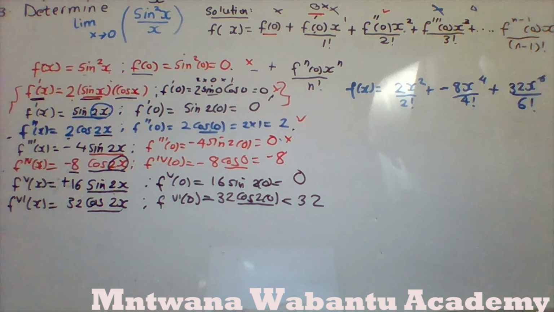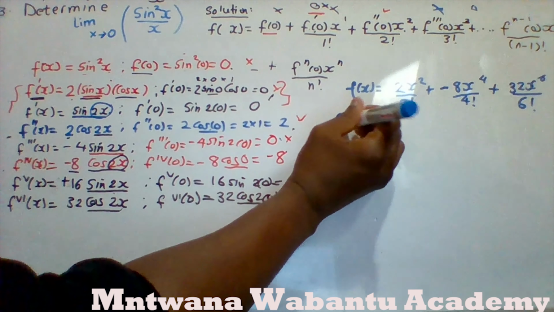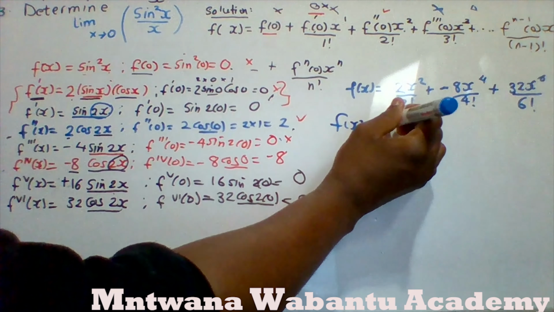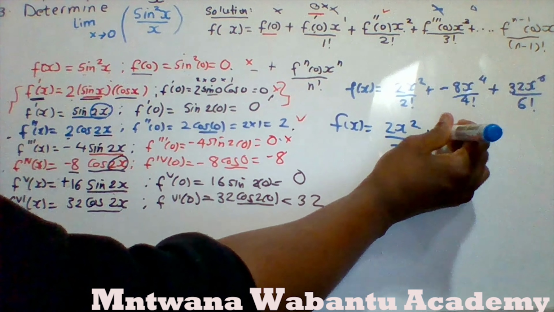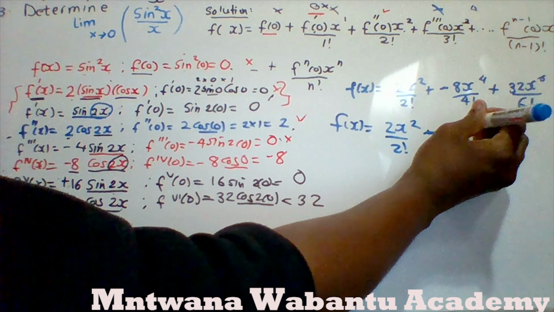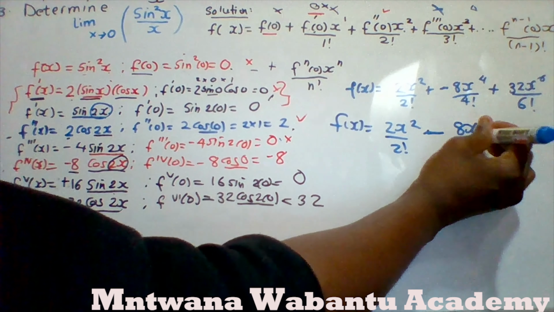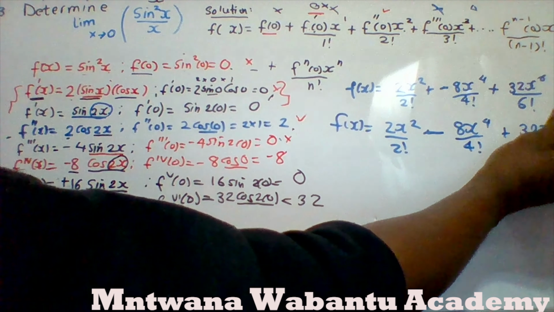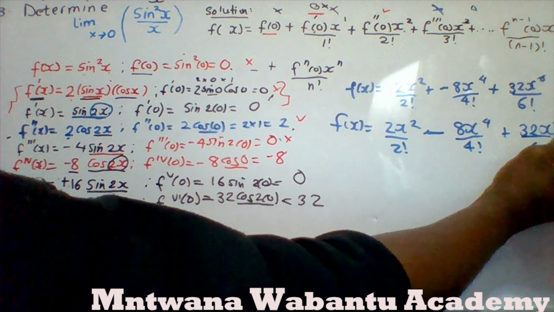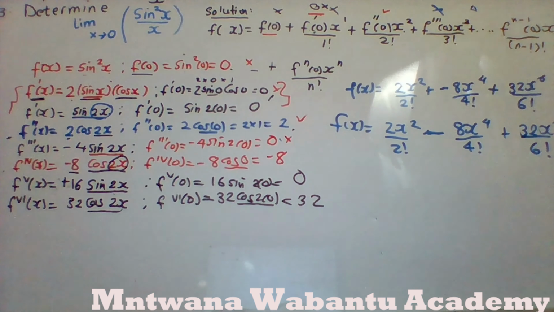So what we can do now, this is plus and minus, and plus times minus is equal to minus. So f of x equals 2x squared over 2 factorial, minus 8 x power 4 over 4 factorial, and then plus 32 x power 6 over 6 factorial. So that's what you start with there.